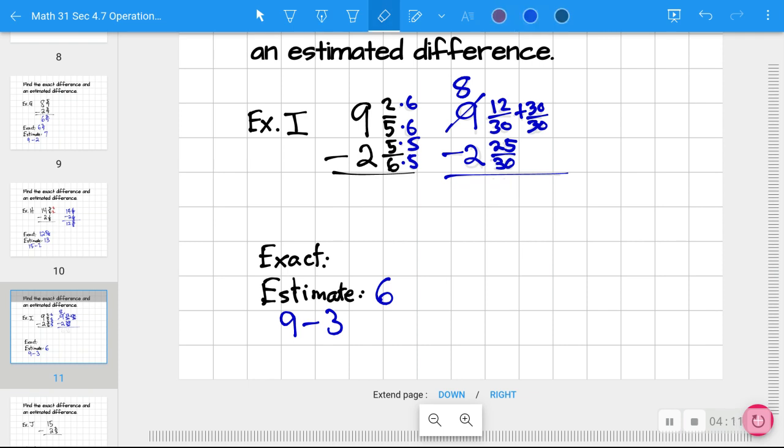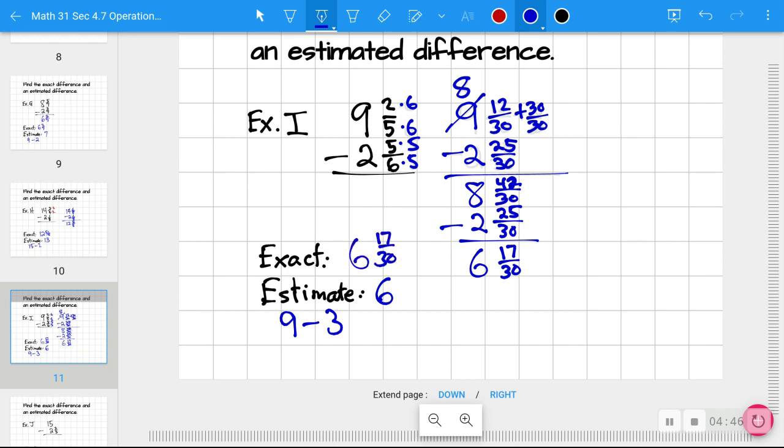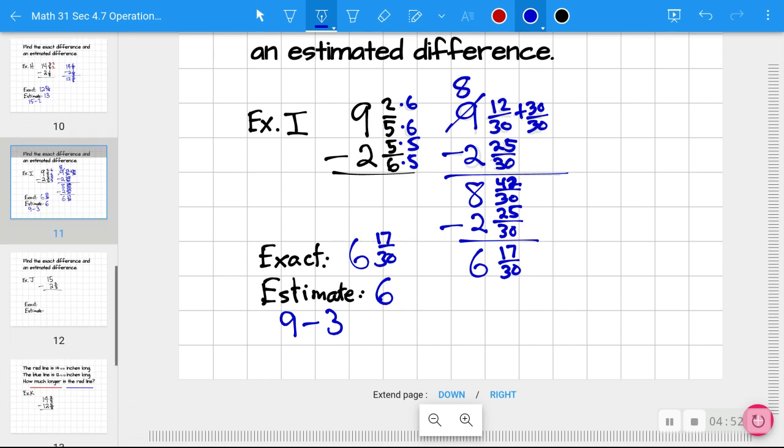Okay, and that takes us to, I'm going to go ahead and rewrite this here and make it a little clearer. So far we have 8 and 42/30. And that's from adding those up there. And down below we're subtracting 2 and 25/30, which then gives us 17/30 over here and 6 over here. And they're off a little bit. That's 17/30, a little more than a half a unit.